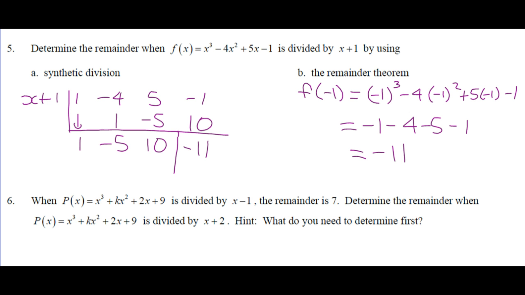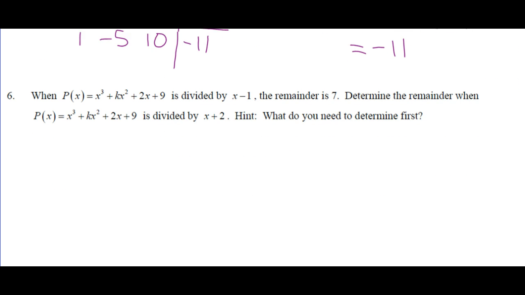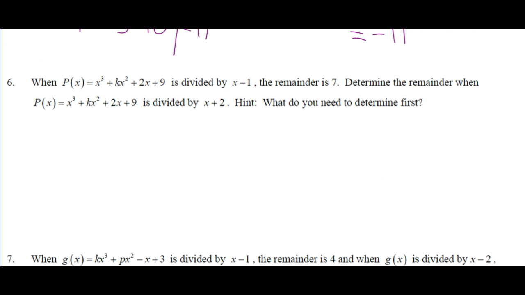So, where do we go from here? We've got this remainder theorem. Now what? Well, we've got a couple of questions. When p of x, which is defined by x cubed plus kx squared plus 2x plus 9, is divided by x minus 1, the remainder is 7. Determine the remainder when that same polynomial is divided by x plus 2. So what do you need to figure out first? K. So how are we going to figure out k?